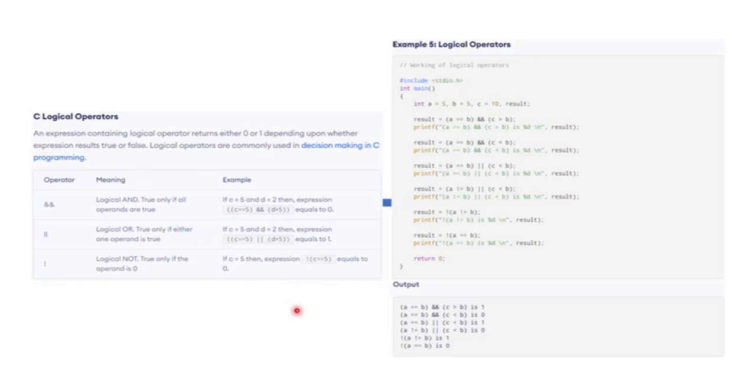Here are the logical operators. These logical operators are used to combine the results of two different expressions. There are three different types: logical AND, logical OR, and logical NOT.